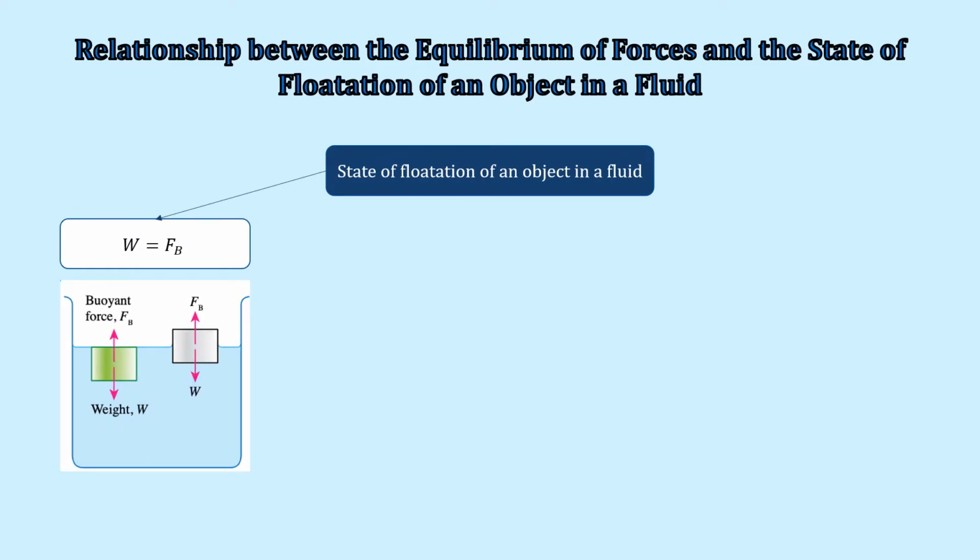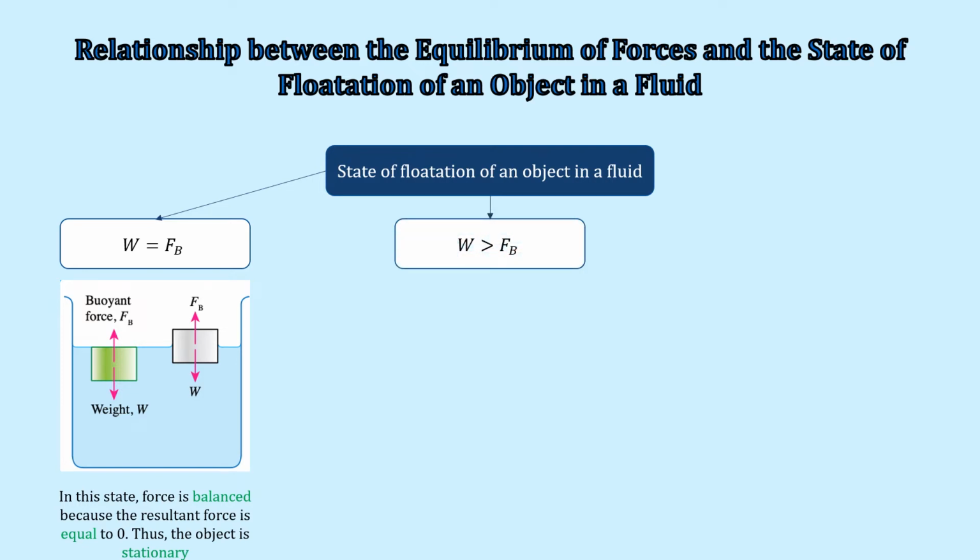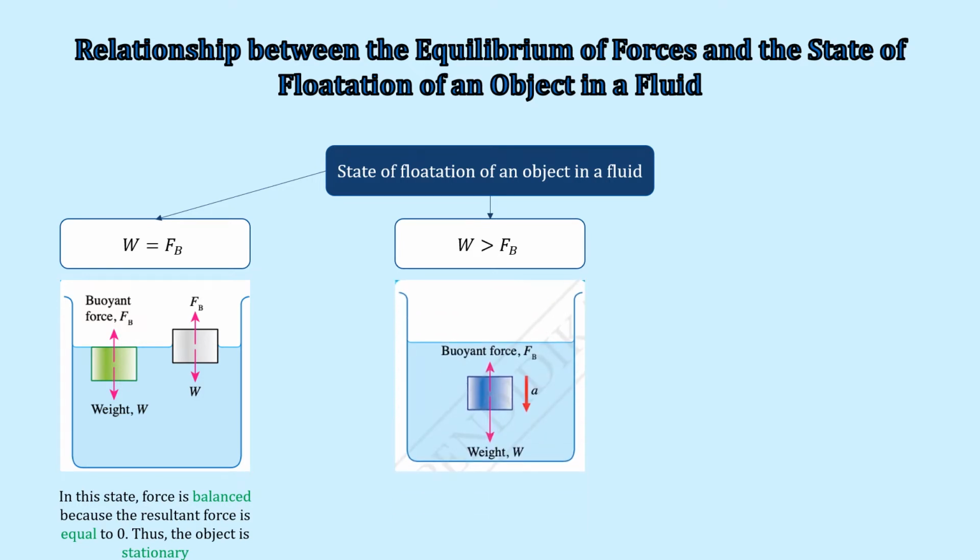The first state is when the weight of the object is equal to the buoyant force. In this state, the forces are balanced because the resultant force is equal to zero. Thus, the object is stationary. Another state of flotation of an object in a fluid is when the weight of the object is greater than the buoyant force. As you can see in the diagram, the force is unbalanced because the weight of the object is greater than the buoyant force. Thus, the object moves downwards with an acceleration.